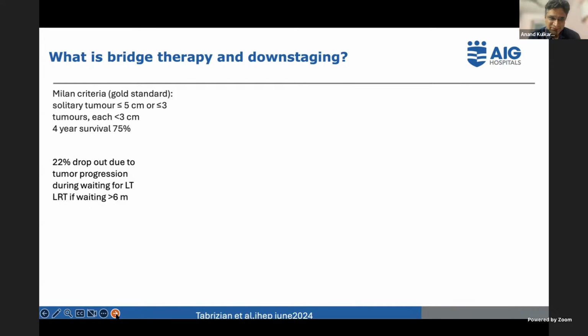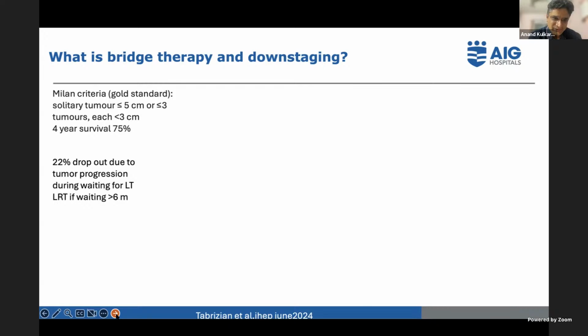Here it is the 4-year actual survival; most of our studies report 5 years or 10 years, or 1, 3, and 5 years. This is the gold standard criteria laid down to transplant a patient who has cirrhosis. But this may not be relevant for living donor liver transplant centers. For cadaveric centers, however, there is dropout, ranging between 22% and 50% due to tumor progression.